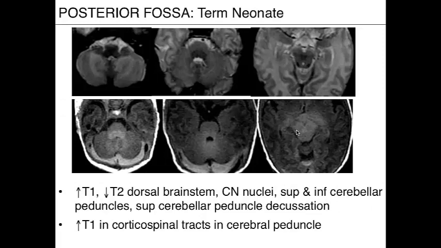At term, there's slightly more areas of T2 hypointensity and T1 hyperintensity, again in part reflecting myelination of the deep structures within the brainstem, and in particular we can see the decussation of the superior cerebellar peduncles here within the midbrain as hypointense on T2, reflecting myelination, and hyperintense on T1.